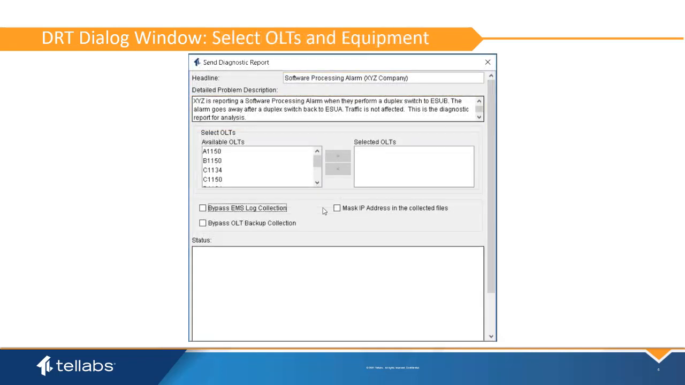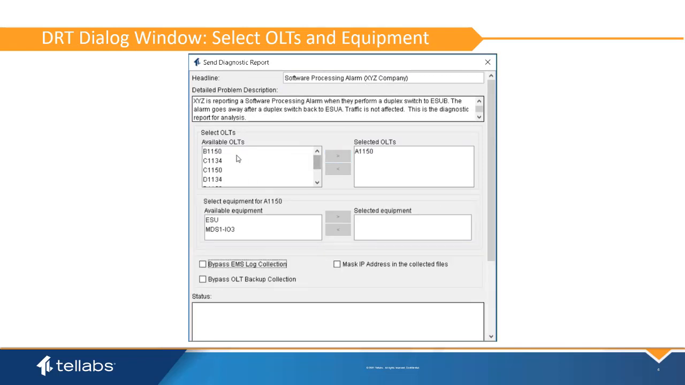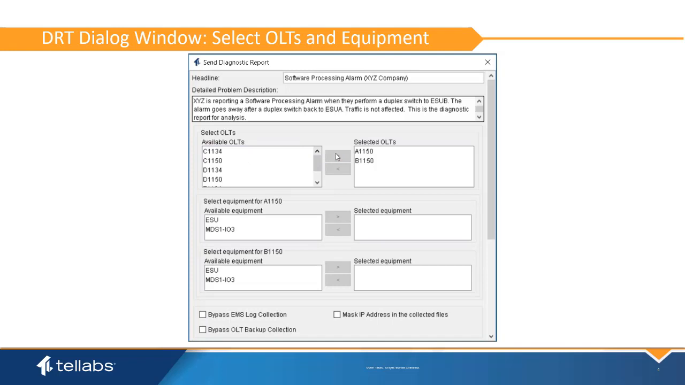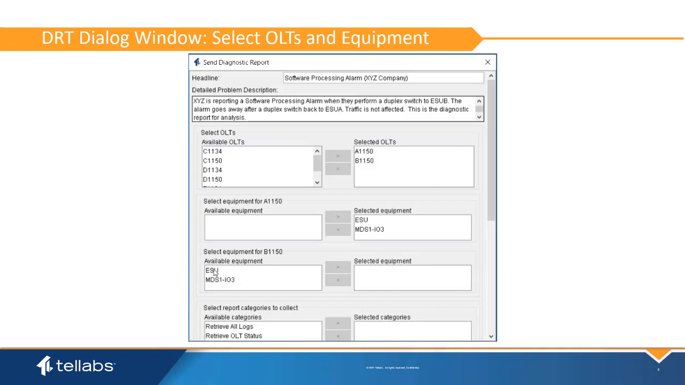To add an OLT to the report, select the OLT from the available list and select the arrow button to add. For each OLT selected, the DRT dialog will display a panel to specify the equipment to include in the report. Select the desired equipment in the available list and click the arrow button.